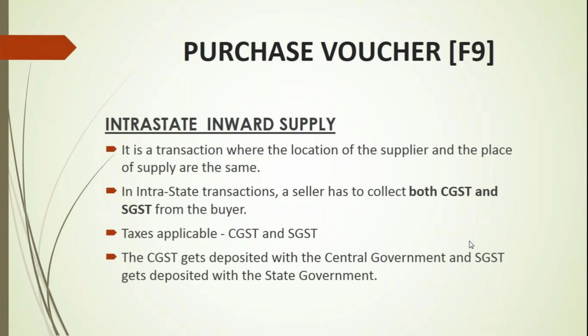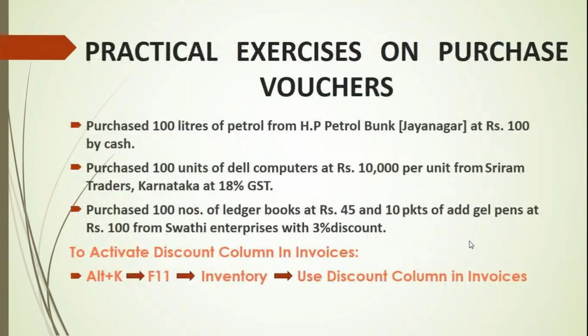When I'm talking about a sale, it becomes an outward supply. For my customer, it becomes an intrastate inward supply. So in the intrastate, a seller has to collect both CGST and SGST from the buyer. And as I told, the CGST gets deposited with the central government, SGST with the state government. Now we have a few transactions where we can treat the intrastate inward supplies under GST.